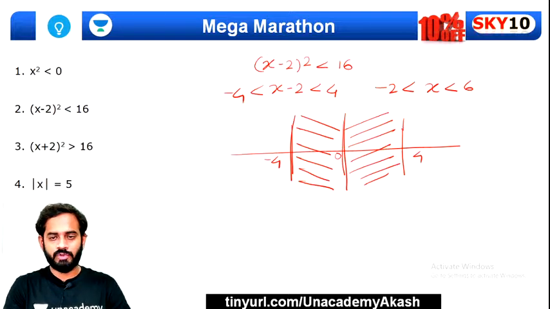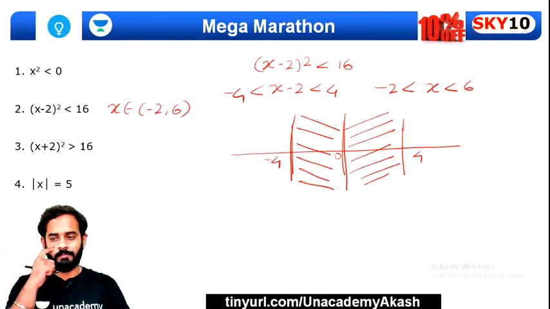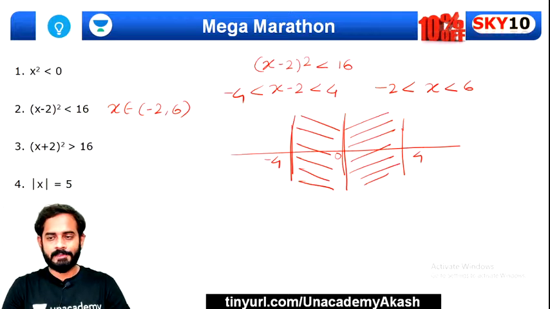For the second question you got the range as x belongs to minus 2 to 6. Very simple. x belongs to minus 2 to 6. I hope there is no doubt here. Very simple, guys. Okay, next question. Let's try this.